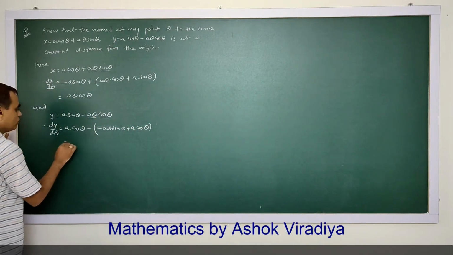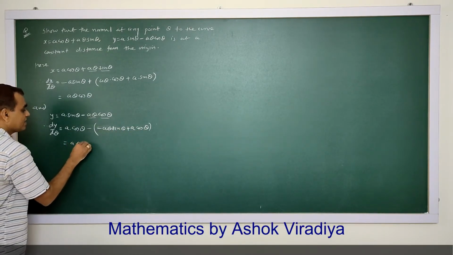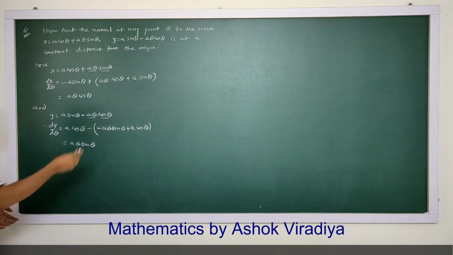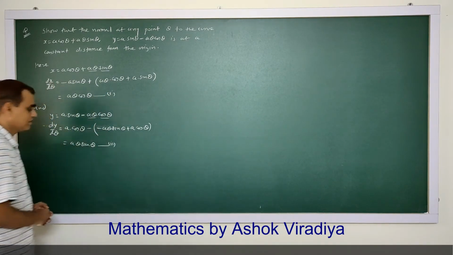So it is equal to a cos theta will be cancelled. So it is a theta sin theta. This is dx by d theta. This is dy by d theta.